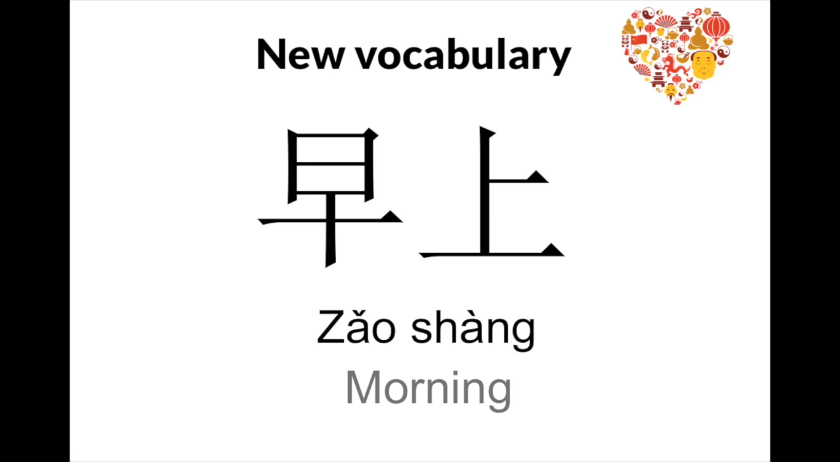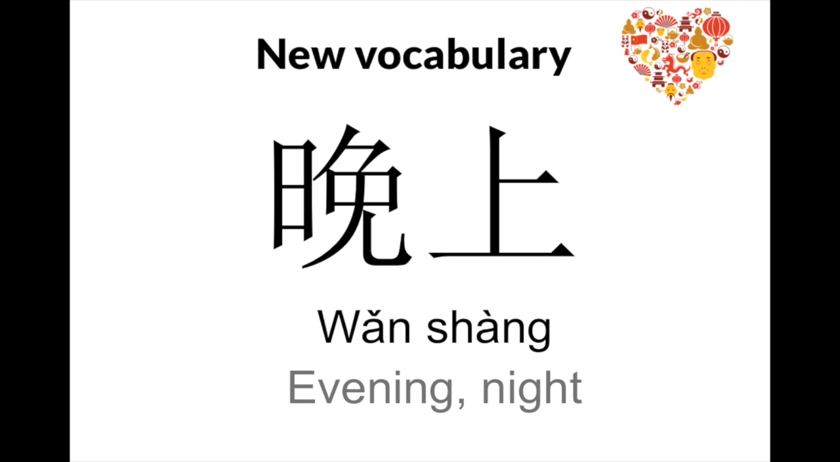早上. 早 meaning early. 上, we had that in the last video, but it's often included in words describing these time intervals. So 早上 means morning. 晚上, evening. Same here with late instead, combined with 上 we get evening.